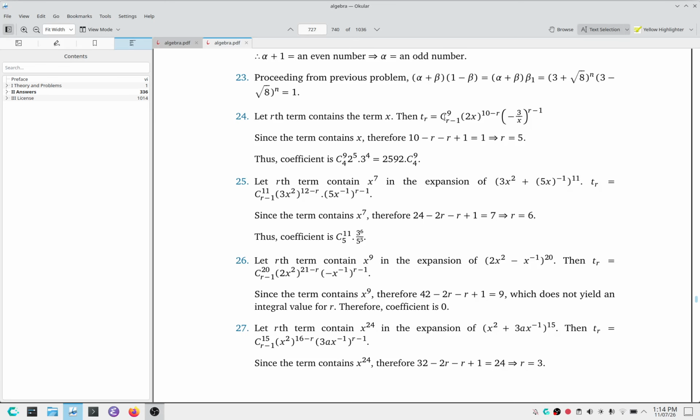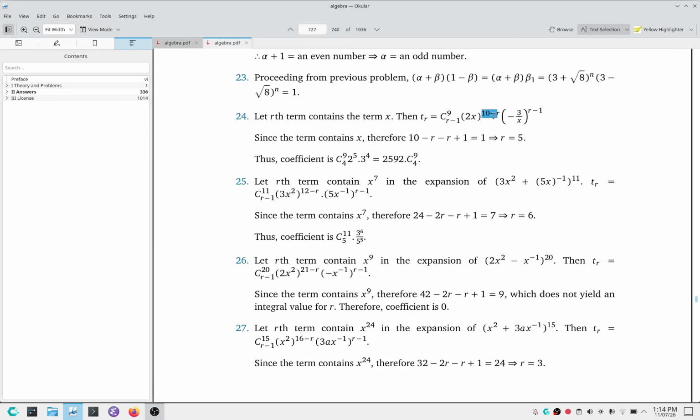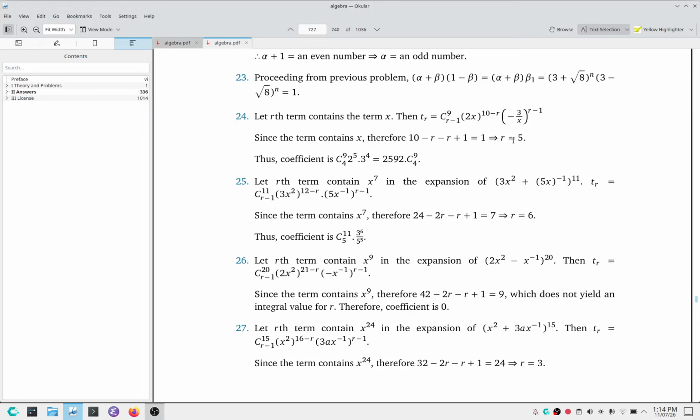Now let me think. So what was the expansion? Oh, 9. So this is fine. This is 10 minus r. 1 is added to 9. So we see the power of x is 10 minus r plus 1, which will be equal to 1, because we have to find the coefficient of x. So r is equal to 5, and the coefficient is 9C4, 2 raised to the power 5, 3 raised to the power 4, which is equal to 2592 times 9C4.